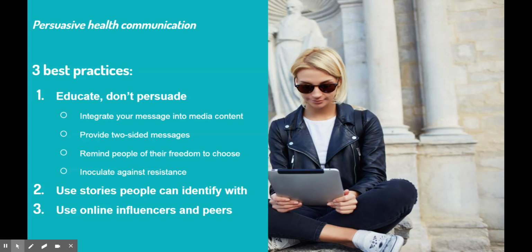And last but not least, it is a good idea to make use of peers or influencers that are really similar to your target audience. And that is because we are more likely to listen to and also to copy the people that we can identify with.